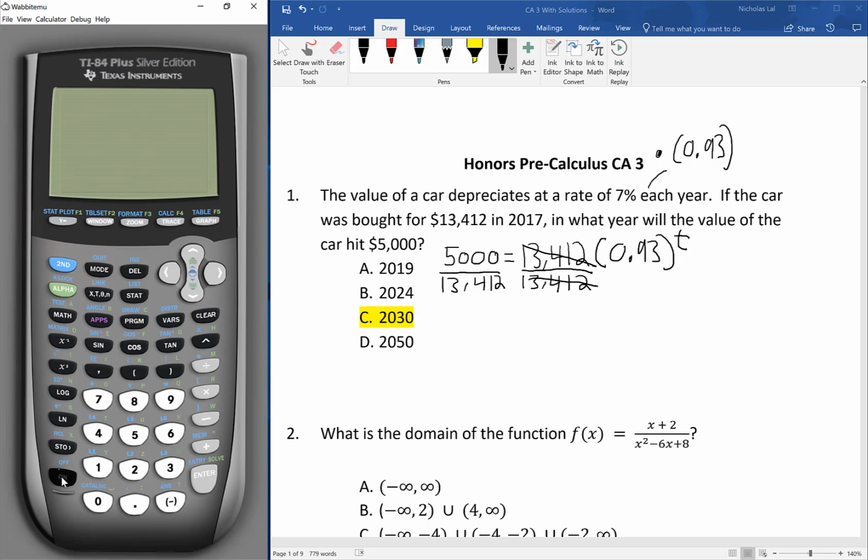Take my calculator here, if this works. We can do the problem 5,000 divided by 13,412. That's going to be about 0.3728. So let's actually store that value as a.